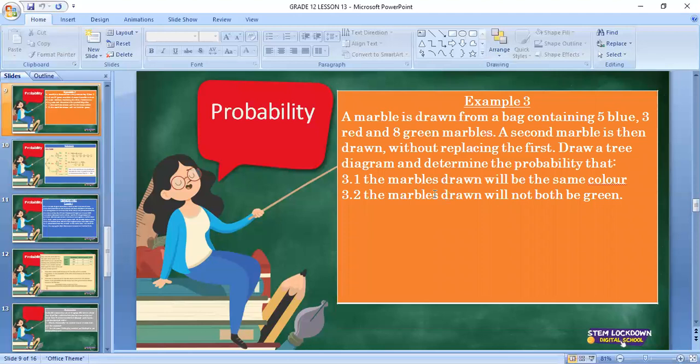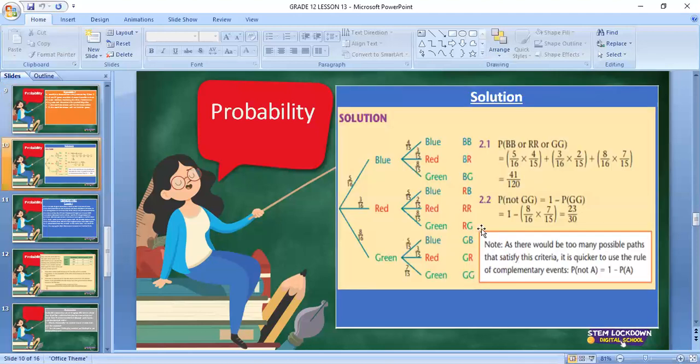Find the probability that the marbles drawn are the same color. Same color marbles will mean what? Either it's blue, blue, or red, red, or green, green. That is what satisfies that condition. Again, the question is to calculate the probability that the two marbles selected are of the same color. But the same color will imply either they are both blue, or they are both red, or they are both green.